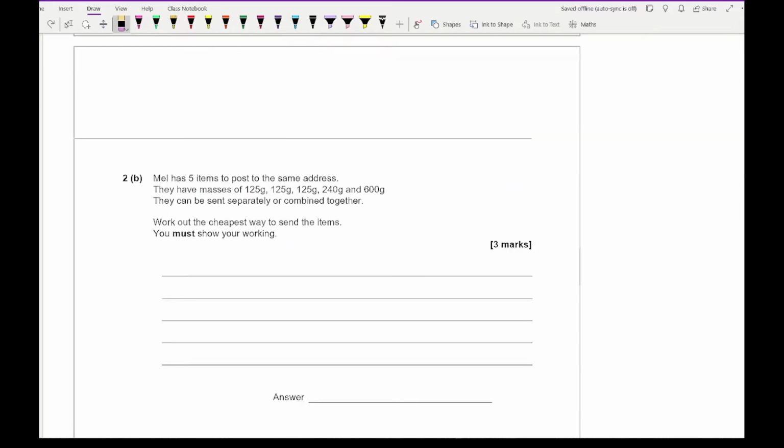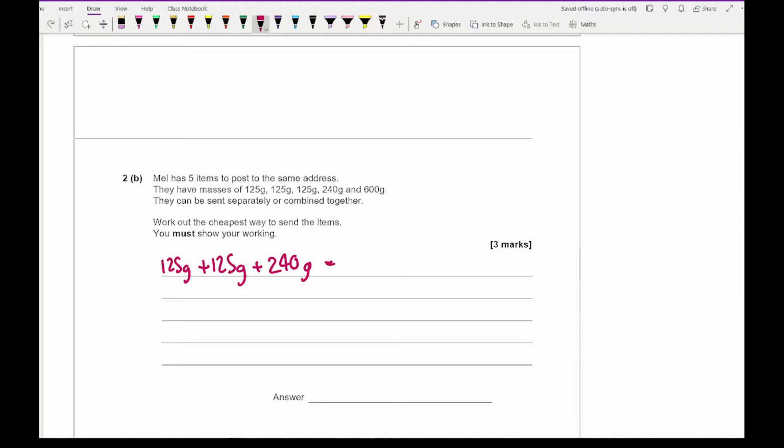Now with question 2b, it says Mel has 5 items to post to the same address. They have masses of 125, 125, 125, 240 and 600 grams. They can be sent separately or combined together. Work out the cheapest way to send the items for 3 marks. Now with this question, there could be several attempts, and all you want to show is at least one, but being the cheapest. And the cheapest way of doing this is by combining the 125 grams plus 125 grams plus 240 grams as one package.